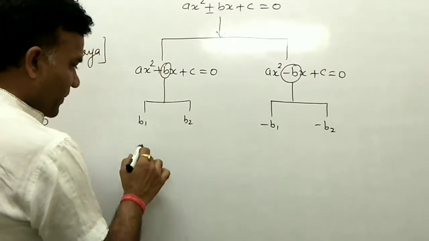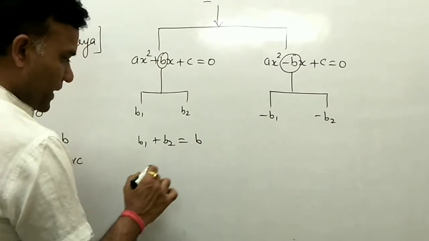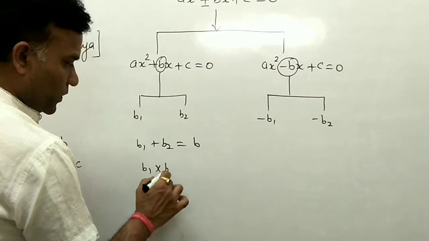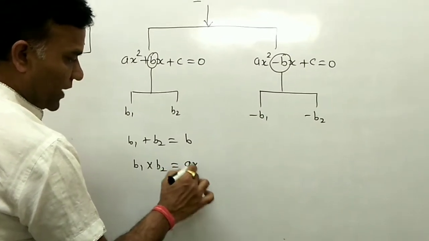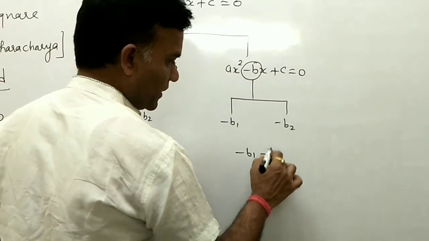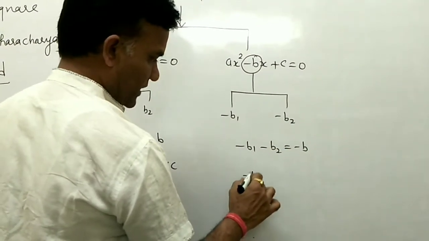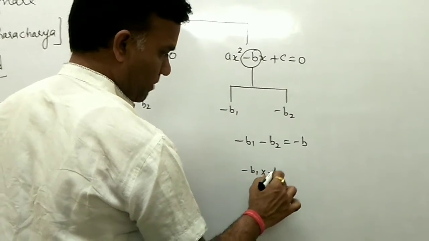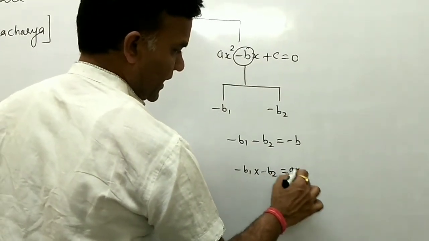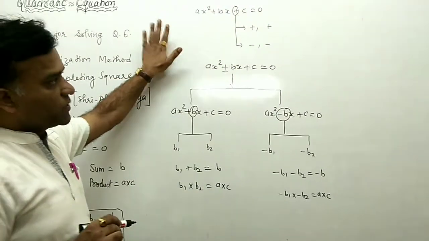So now we have the requirement that b1 plus b2 is b, and b1 into b2 is again a into c. The same concept you use here: minus b1 minus b2, that is minus b, and minus b1 into minus b2, that is a into c. Okay, so this is the basic concept: your constant term is positive.